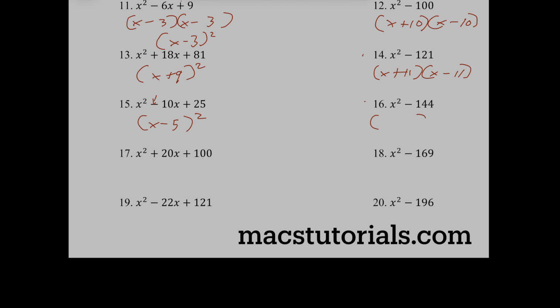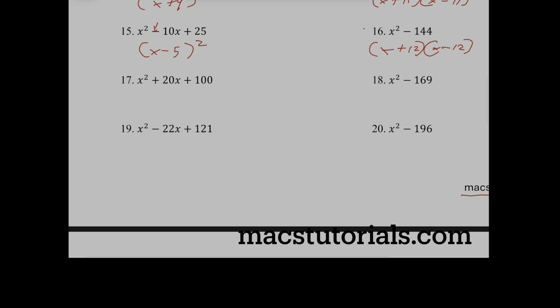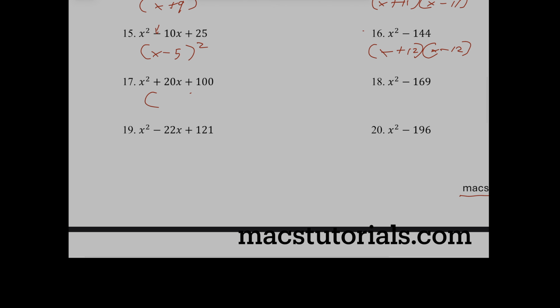Number 16, square the left, square the right, different signs. Number 17, square root of 100 is 10. 10 times 2 is 20. It fits the pattern. X plus 10, quantity squared. Number 18, perfect square minus a perfect square. X and x, square root, plus minus.